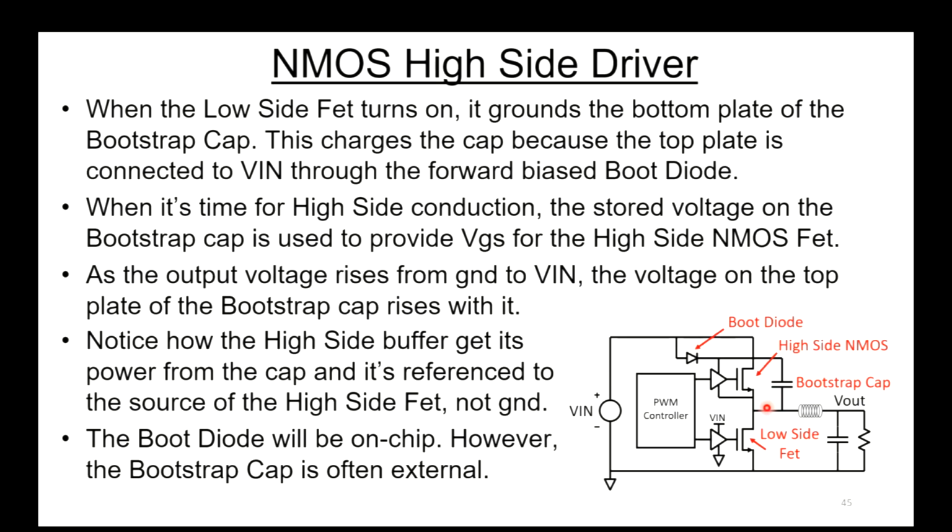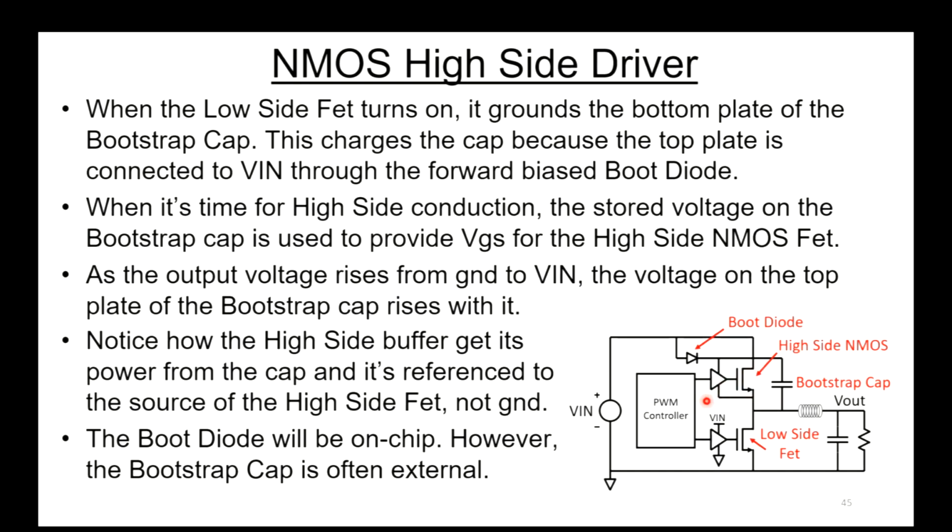When it comes time for the high side to conduct, the stored voltage on this bootstrap is used to provide VGS for the high side NMOS. As the output voltage rises from ground to Vin, the voltage on the top plate of the bootstrap cap is going to rise with it. Now notice how the high side buffer gets its power from the cap, and it's referenced to the source, not ground, of the high side device.